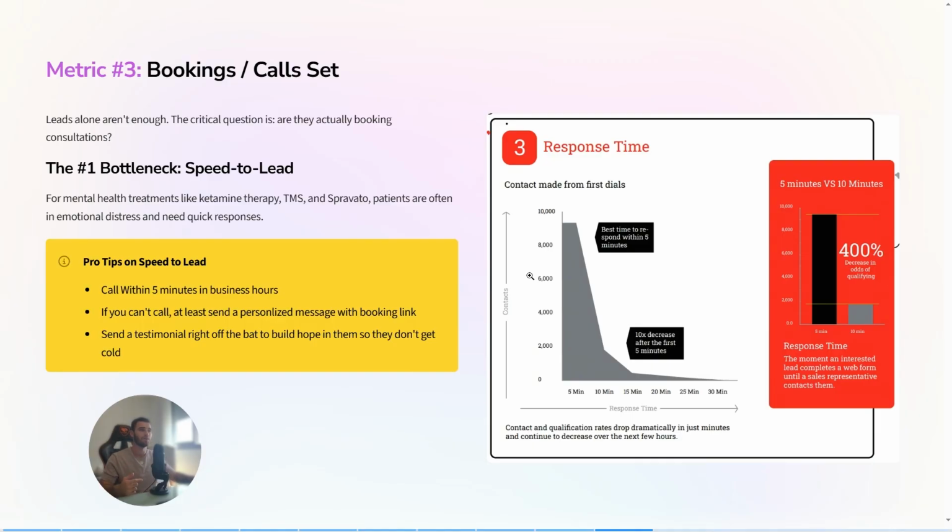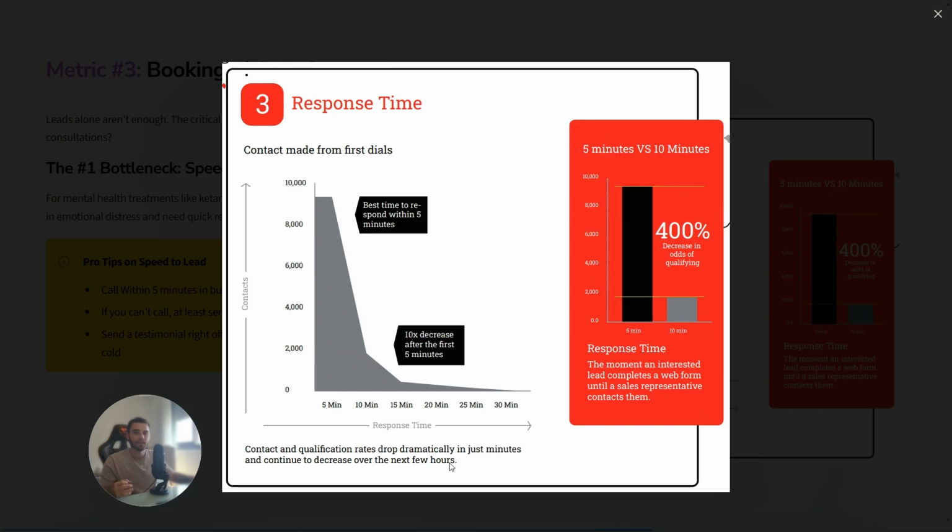And beyond that, I want to show you an insane study that has been done by Harvard Business. Okay, they found that contact and qualification rates drop dramatically in just minutes, in a matter of 5 minutes. And they continue to decrease more and more as the hours go by. And for your niche, it's even worse because when somebody is depressed, the chances of them taking action are extremely low. So you want to make sure that you call them as fast as possible and book them as fast as possible, obviously in business hours.